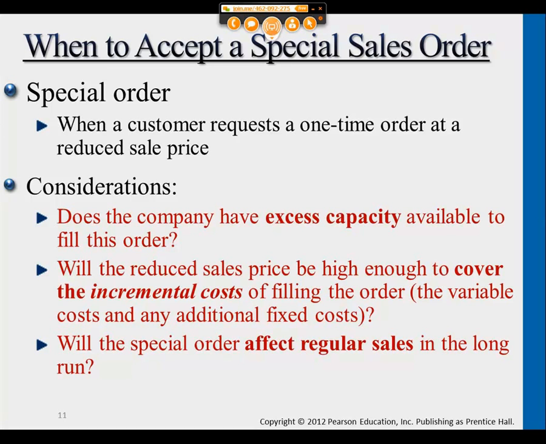And will the special order affect my regular sales in the long run? Think of things even like production of cars. If you're buying a model 2011, 2012, and 2013, they're going to be different, right? So production cycles got much shorter. They're different from each other, right? Do you see that? Okay.